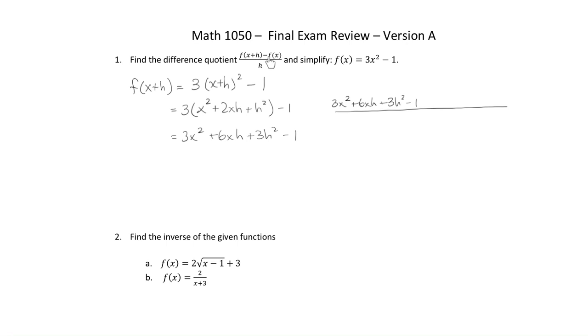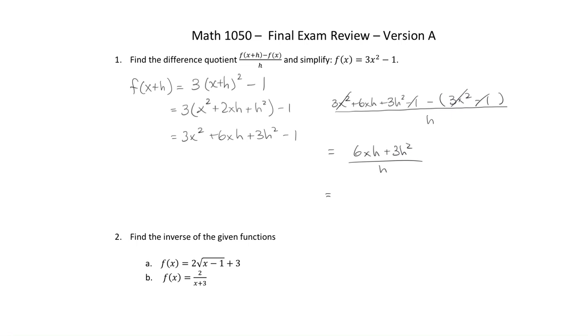Now, the top right part of this difference quotient, we need to subtract the original function. So subtract the entire original function. So I'm going to do that in a parenthesis, and then it's divided by h. Now this negative sign is going to be distributed to both terms. So that becomes negative 3x squared and a positive 1, which means that positive 1 is going to cancel with that negative 1, and this negative 3x squared will cancel with that positive 3x squared. So the terms left in the numerator are 6xh plus 3h squared divided by h.